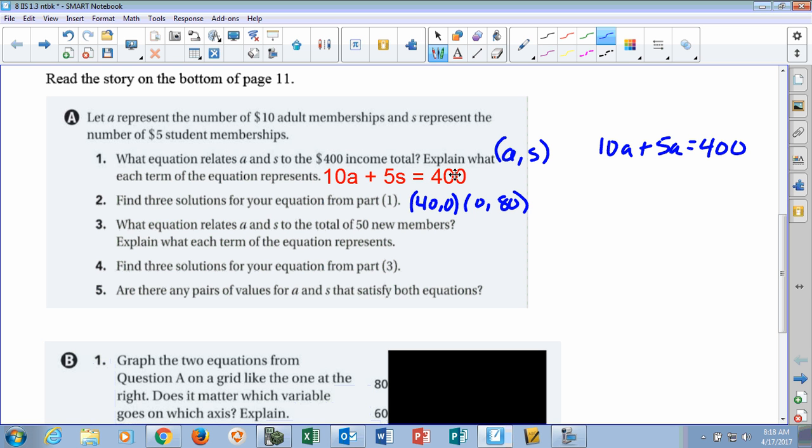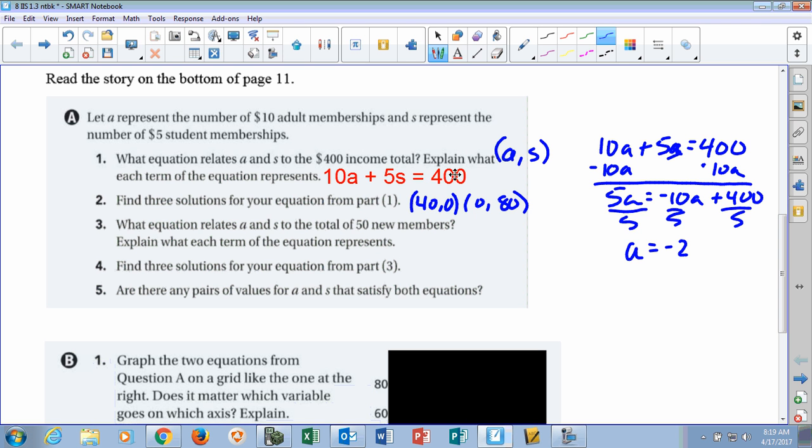Remember we spent all that time converting? So I can move the 10A over. I'll pretend that Y is S. I know it's kind of far out there, but watch this. And then divide by 5. Just showing you another way. So again, A is going to equal negative 2S plus 80, right? And 80 is our y-intercept, like we talked about.